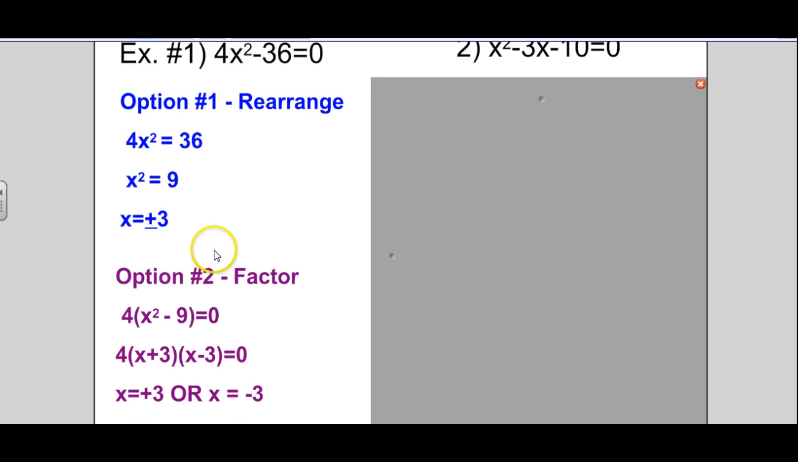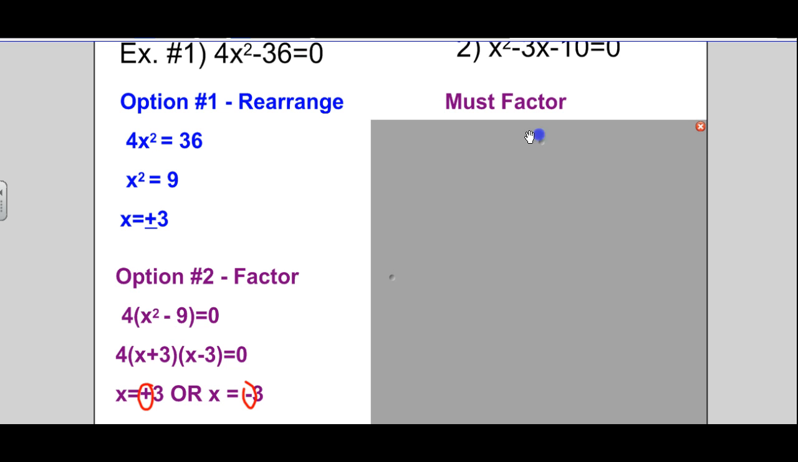Second option, again, factor. So common factor is 4, x squared minus 9, x plus 3, x minus 3, so x is positive 3 or negative 3. And just a quick note there as well, probably should have had these in the opposite order because of course x equals negative 3 is the solution to this one, x is positive 3 is the solution to this one.